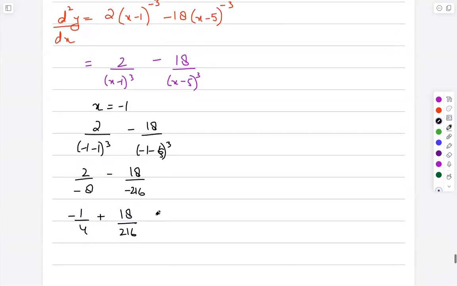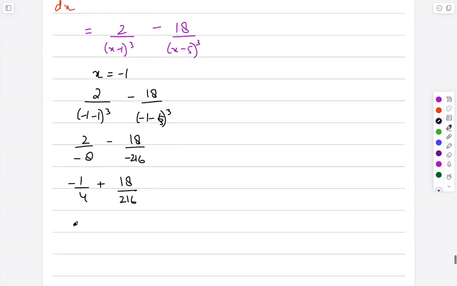Now, as we are getting a negative value, negative 0.176, this means that when x is equal to minus 1, as this is less than 0, this will be a maximum point.